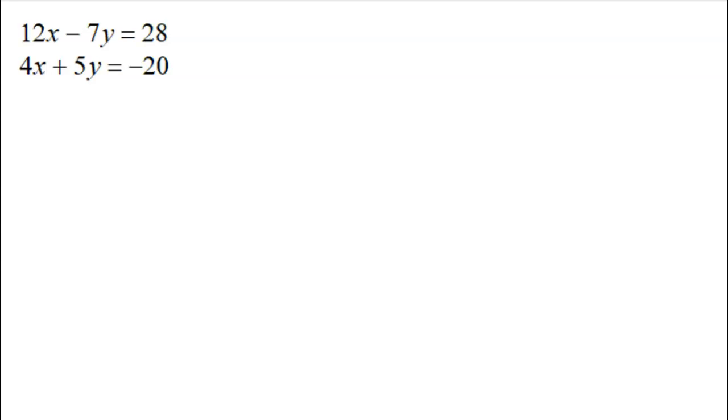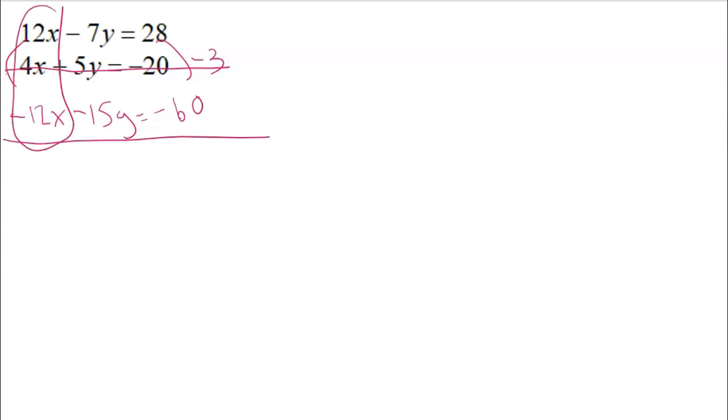Okay, this one looks pretty similar, doesn't it? We can multiply the bottom equation by -3 to get rid of the x's. Or if we want to get rid of the y's, we'd have to multiply both equations. Let's not do that. That sounds like too much work. So I'm going to multiply the bottom equation by -3. I have -12x, -15y, -60. This is an equivalent equation, right?